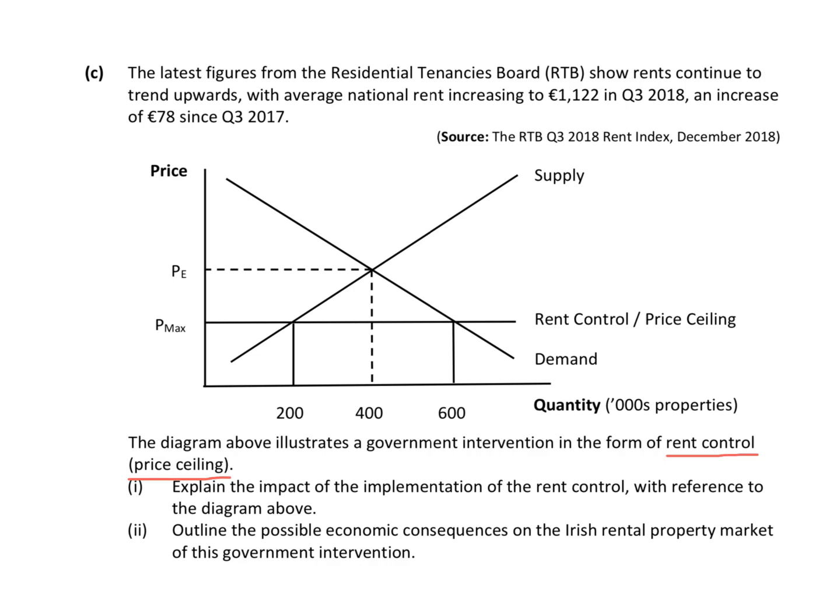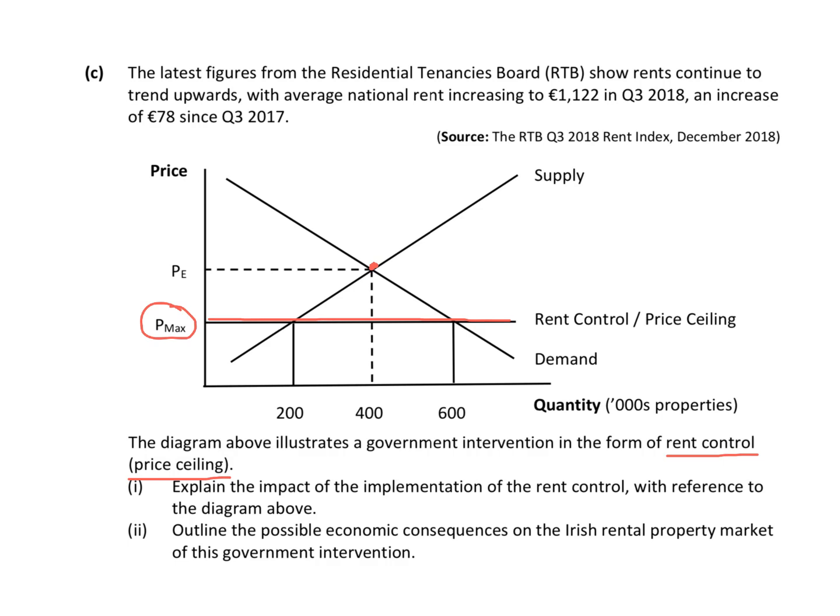So if we look at the diagram, PE is obviously price equilibrium, so where supply and demand meet. But because this P max has been introduced, the price ceiling, rent can no longer go any higher than this point. So what happens there is you've essentially got a lower price of rent.